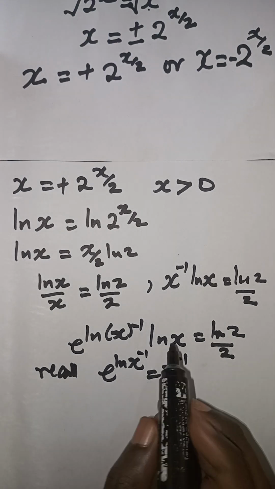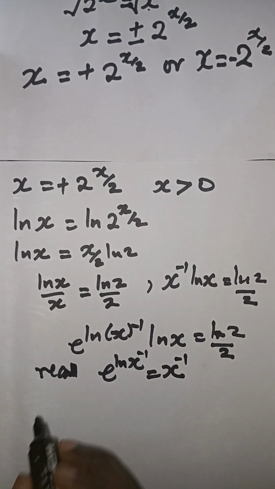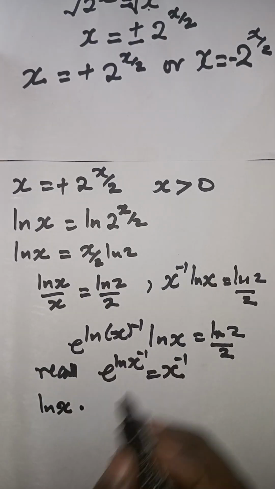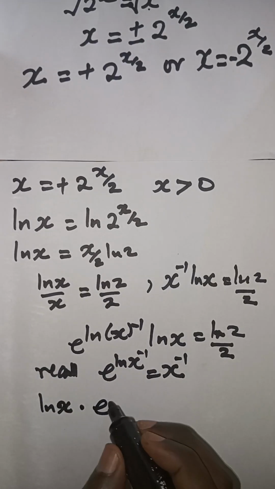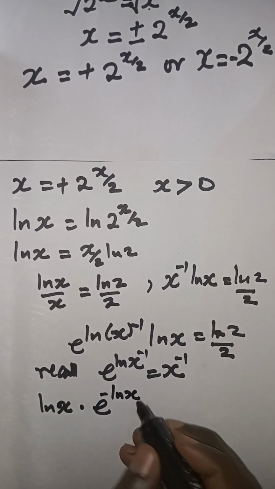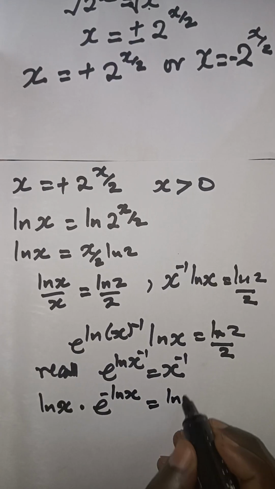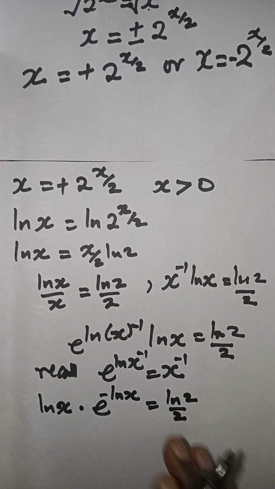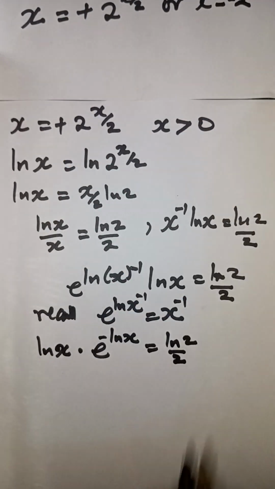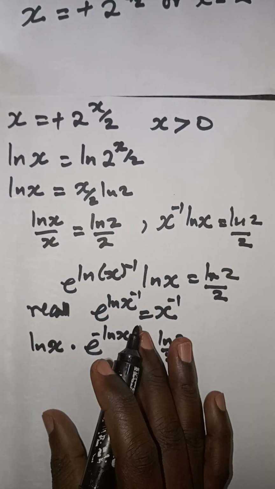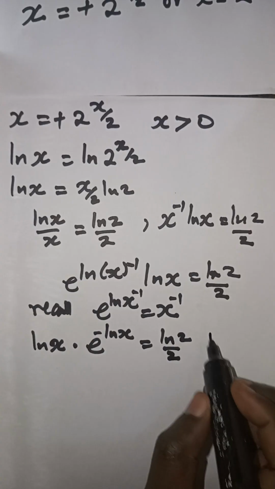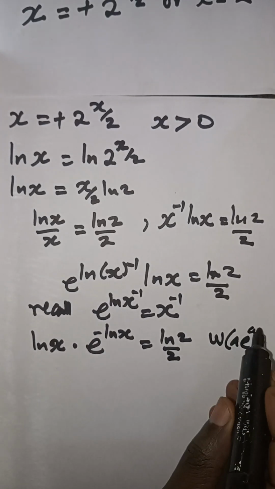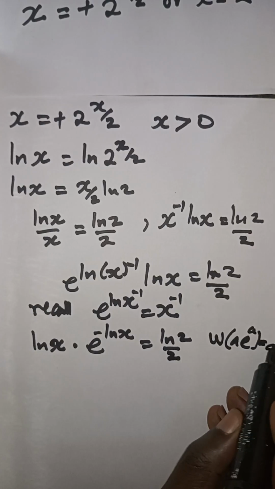Rearranging, I'll start with ln of x multiplied by this exponential of negative ln of x is equal to ln of 2 divided by 2. At this stage, from my Lambert W function, if you have W of a exponential a, then this is equal to a.